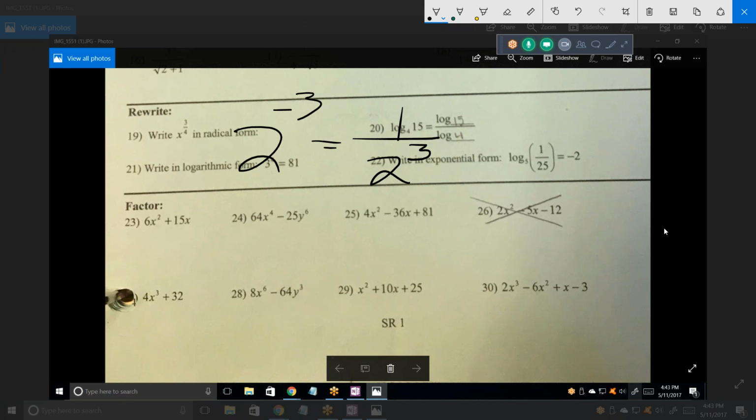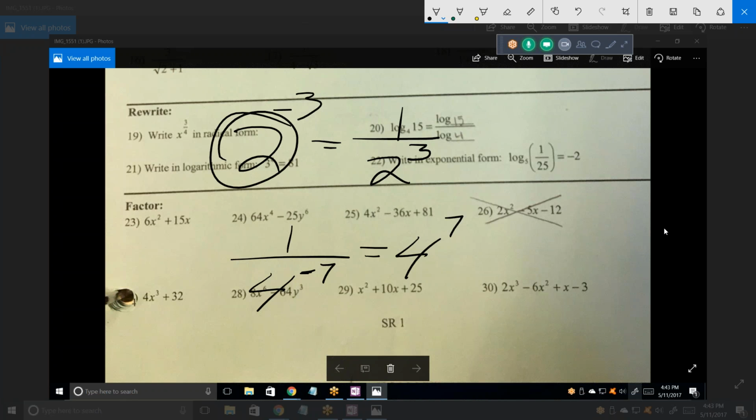Now what if I said 1/4 to the -7th? What's that equal to? 4 to the 7th? Exactly. In other words, whenever you have a negative exponent, you can just put this number on the other side of the fraction bar and change the exponent to positive. It's that straightforward. That's the only thing you ever have to do. Just move it to the other side of the fraction bar.